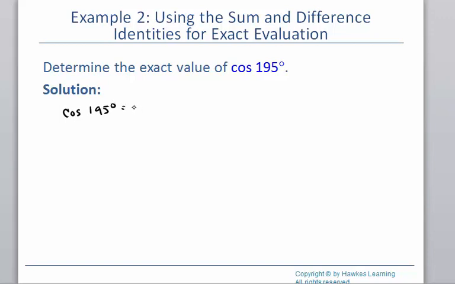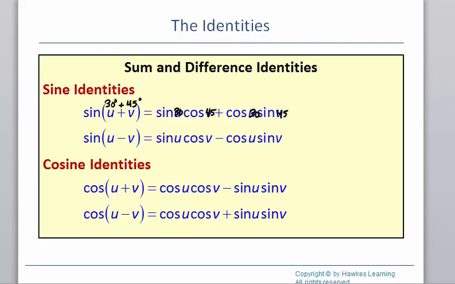So I'm going to say that 195 could be written as cosine of 240 minus 45. Now, again, there are plenty of other options that you could use. You just want to be sure that you are selecting two angles that appear on your unit circle. And those two angles can either be added to make 195 or subtracted to make 195. All right, so now that I have my two angles selected, I'm going to go back to my formula and let's see how this is going to look.